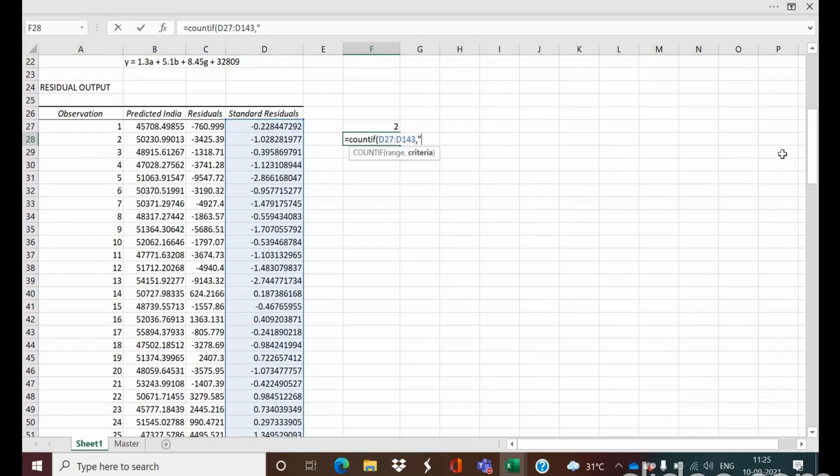Inverted commas, less than -2, inverted commas close. What does it show you, Saurabh? There are 2 entries in standard. There are 4 outliers. The count of standardized residuals should be between -2 and +2. There are 4 entries, 2 entries more than +2, 2 entries less than -2, which is okay. This is acceptable. 4 outliers are acceptable.